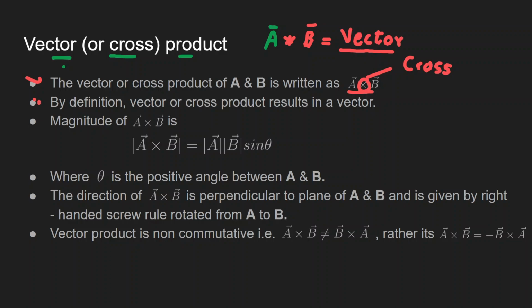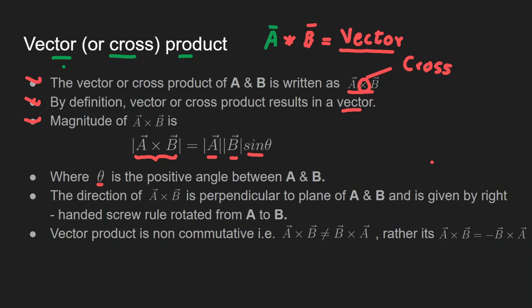By definition, the vector or cross product results in a vector, as we have defined over here. If we have two vectors, A and B, and I take the cross product of A and B, we get a vector. Now the magnitude of A cross B is written as magnitude of A, magnitude of B, into sine theta, where theta is the positive angle between A and B.